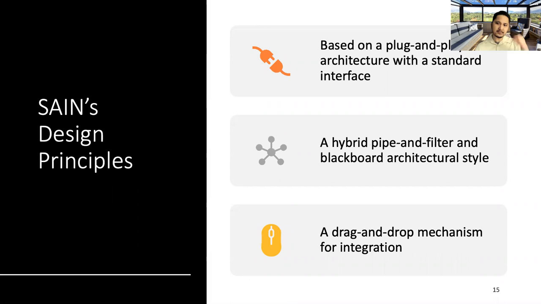To address those challenges, we have designed SAIN as a plug-and-play architecture with a standard interface, easing interoperability of tools. A hybrid pipe and filter and blackboard architectural style allows ease of workflow composition among SAIN tools or components to construct reproducible experiments. Finally, a visual block-based programming paradigm with a drag-and-drop integration mechanism enables easy accessibility and reuse of tools.